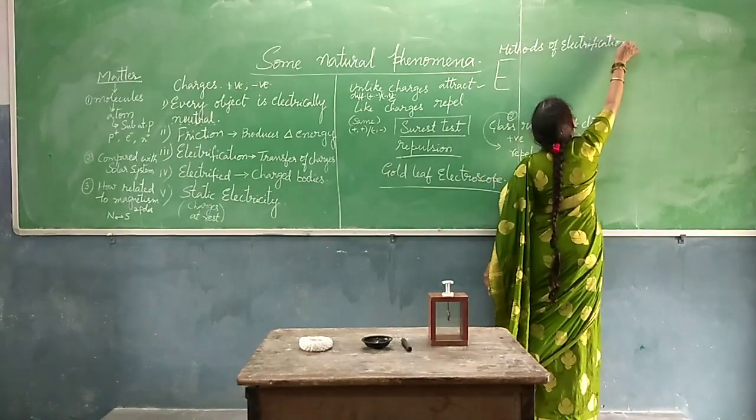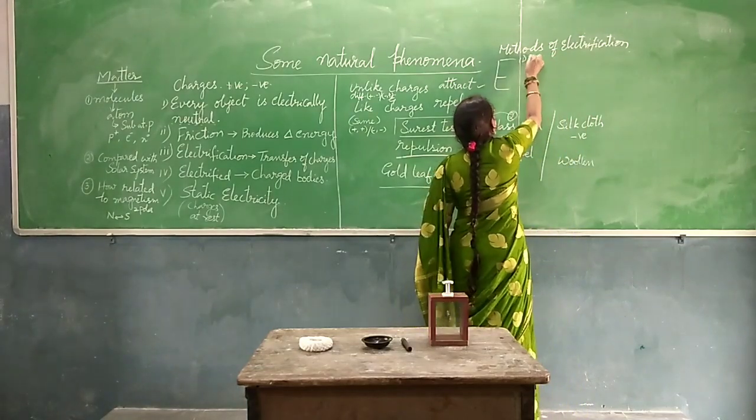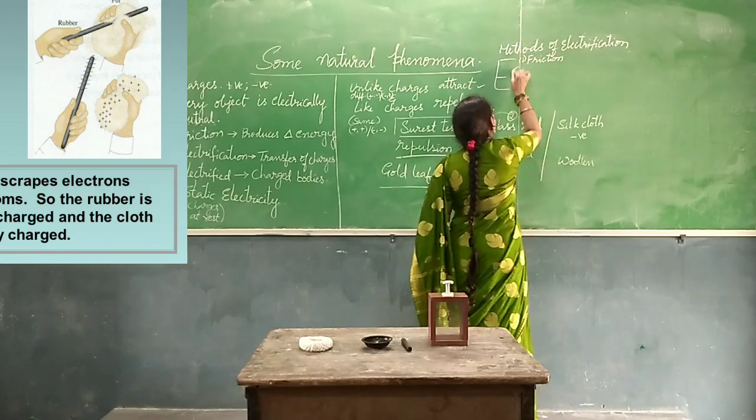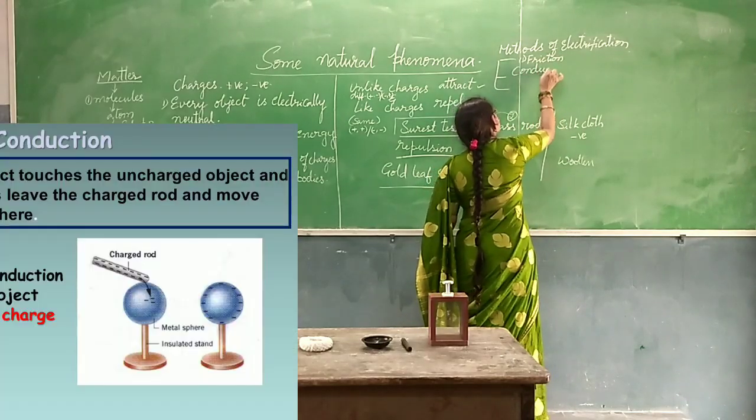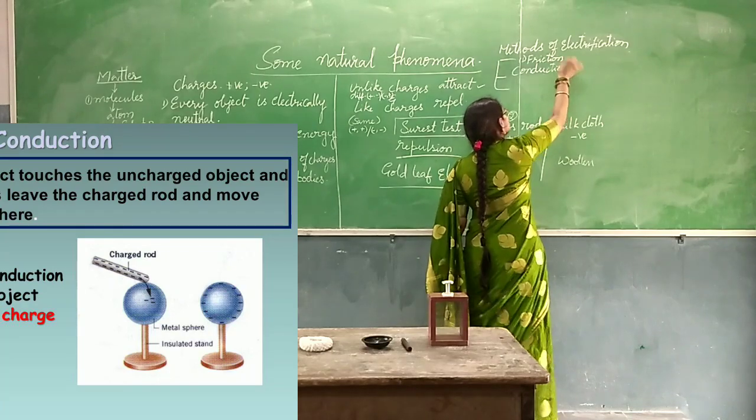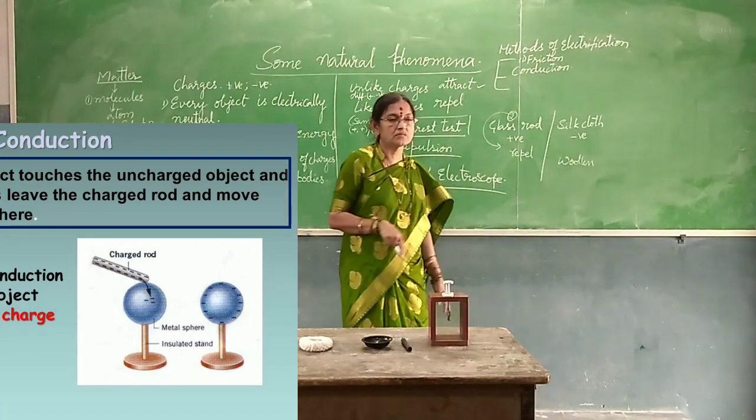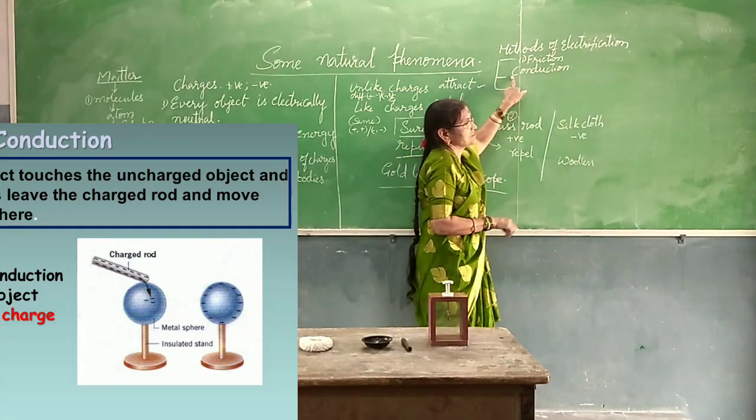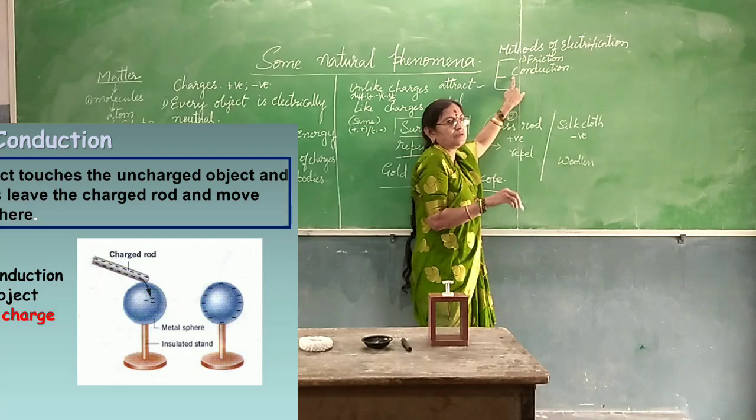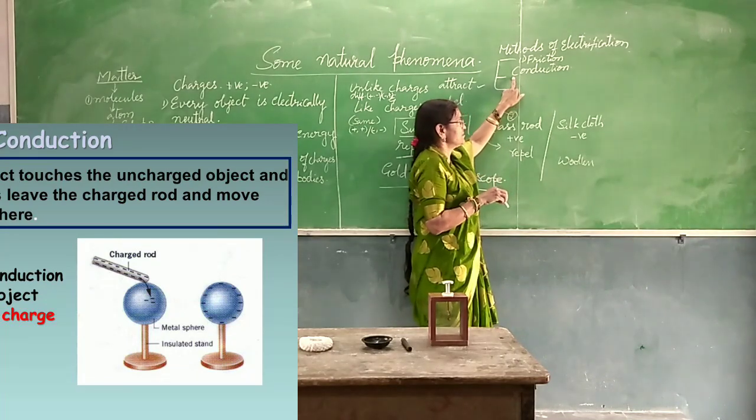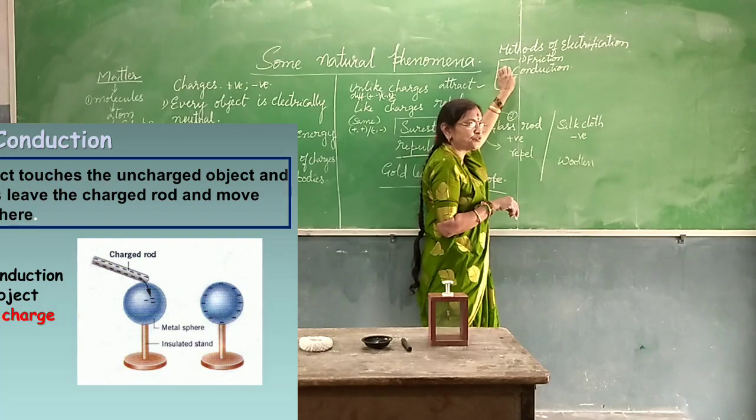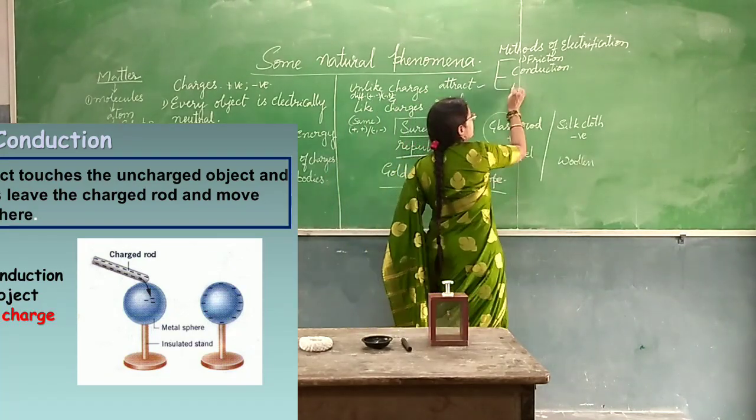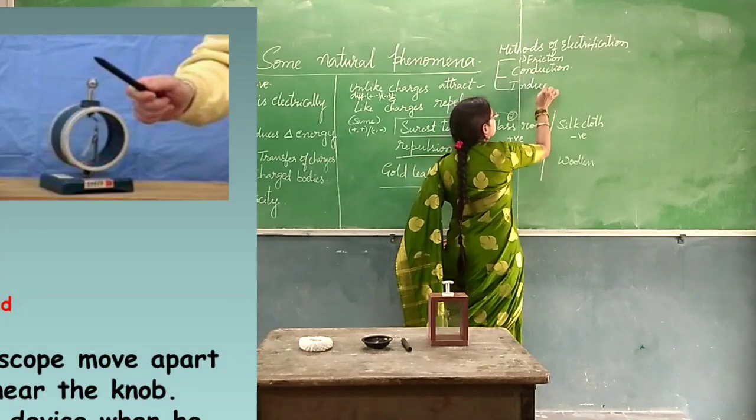One is friction. The second one is conduction. Conduction is nothing but conducting. A conductor allows charges to flow through it. And this happens when you touch the charged body to another body which is not charged, whatever charges this conductor possesses will flow into the other body. This is the conduction process. Next is induction.